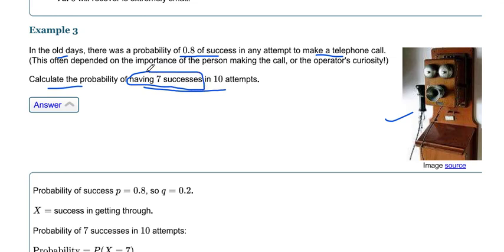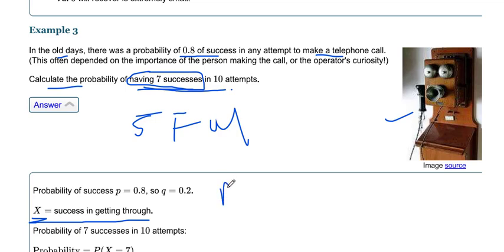So this is success and failure. This is a binomial probability distribution, and we have repeated trials, meaning 10 attempts. Now we have to find the probability of having success. As I said earlier, whatever probability they have asked, you have to use that as the random variable. If they had asked for the probability of having 5 failures, then for the random variable x you would have to use failure in getting a call.